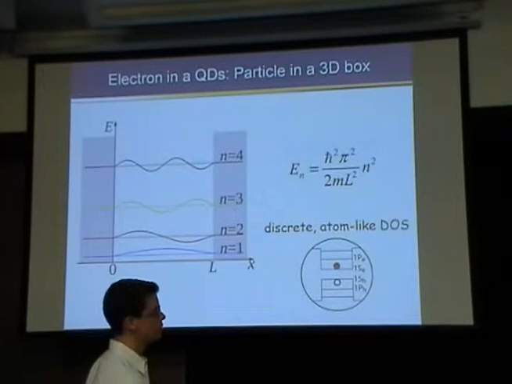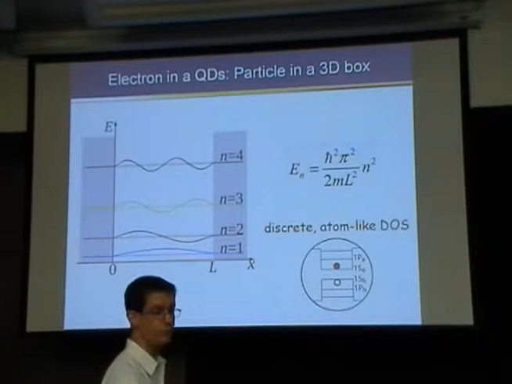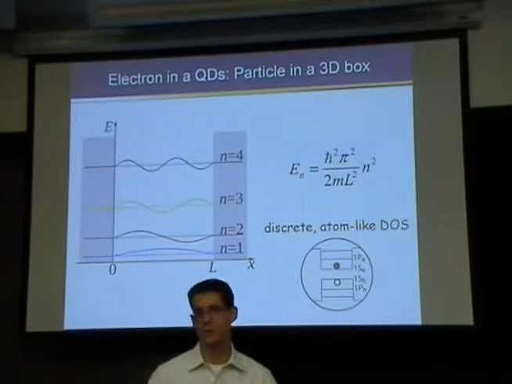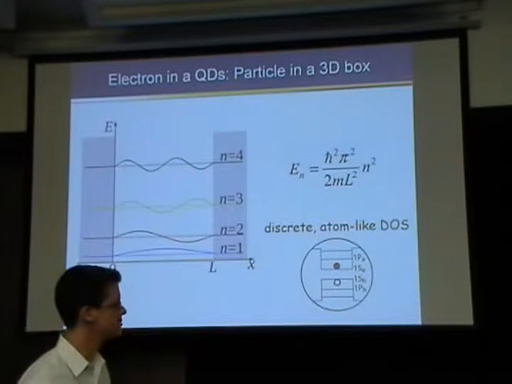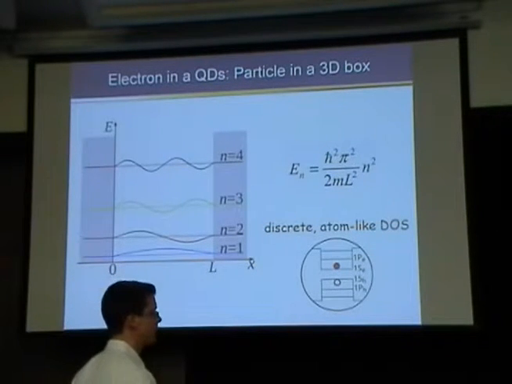And the HOMO level we would call the 1Sh, the 1S level for the holes. The LUMO level we would call the 1Se, the 1S level for the electrons. And they have topologies that are very similar to normal atom states. So we call these artificial atoms or superatoms.